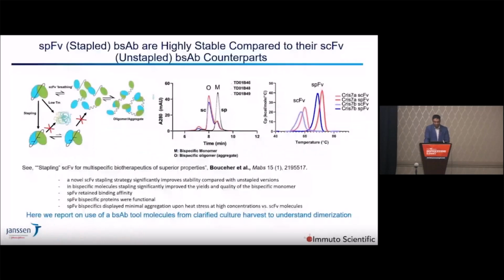So at Janssen, we've developed and engineered a new class of bispecific antibodies that are stapled. The stapling is between the linker and the VH and VL domain using cysteine bridges. And these cysteine staples have improved the properties of these multispecific antibodies to be more stable. They also maintain binding affinity when compared to the unstable version, they're functional, and they show minimal aggregation due to heat stress and high concentration compared to the scFv counterparts.